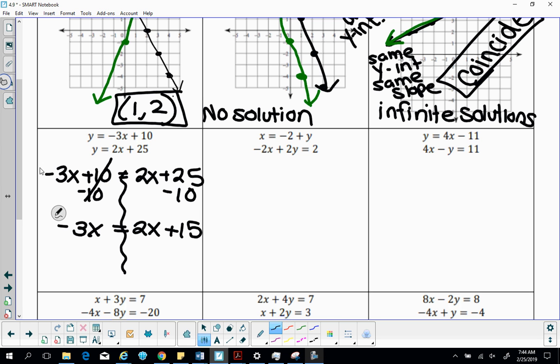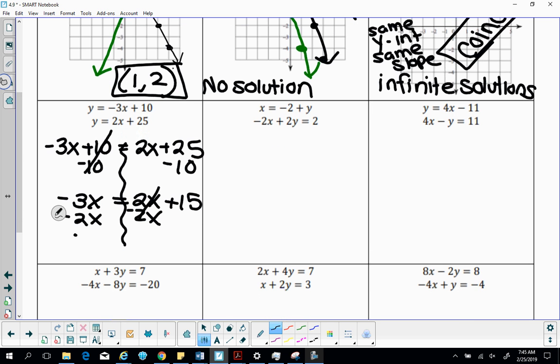Deandra, what did you do? What should we do next here? How would I get 2x on the other side? Beautiful. Subtract 2x. Even if you did it the other way, you would still get the same answer in the end. And you end up getting negative 5x equals 15.